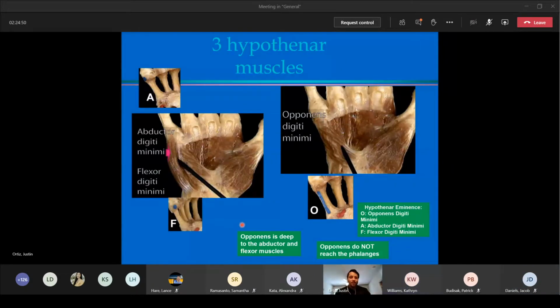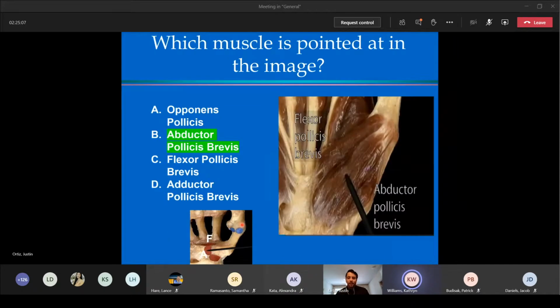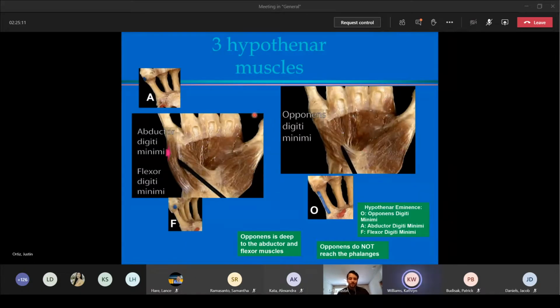Okay, so we have a question. Is that the palmar aspect of the hand that we're looking at in the pictures? Oh, like this? Yeah, this is the palmar aspect. Okay. Gotcha.